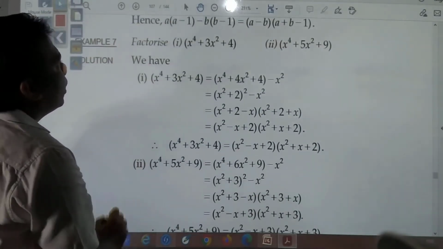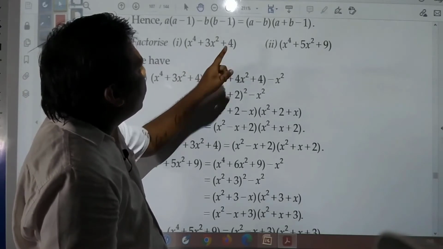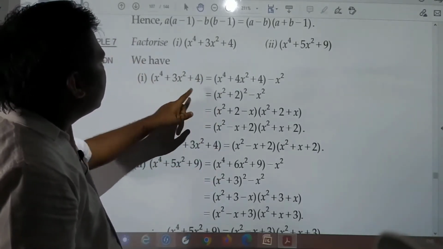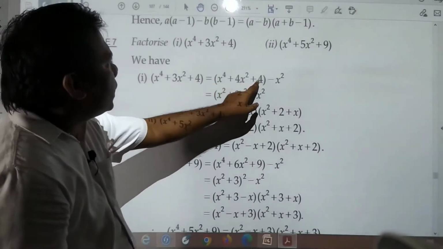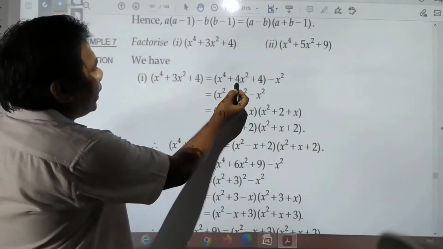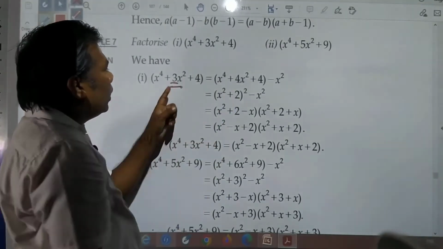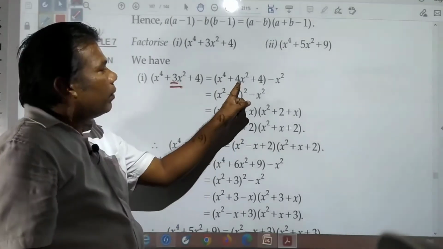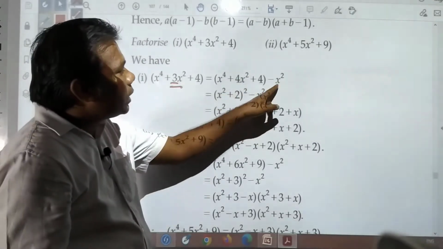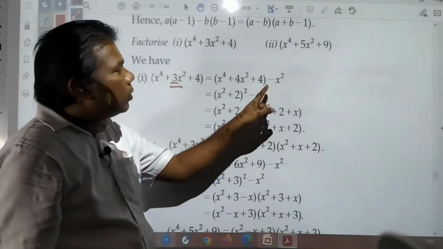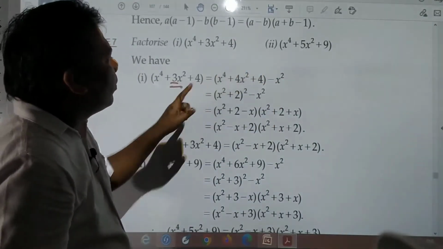Next you see x^4 + 3x² + 4. How will we solve this? x^4 + 4x² + 4. Now this 4x² has been done by ourselves because we had only 3x², but we have written 4x². What is required to be done? x² is required to be subtracted, so minus x² has been written. Now this will be converted into formula.